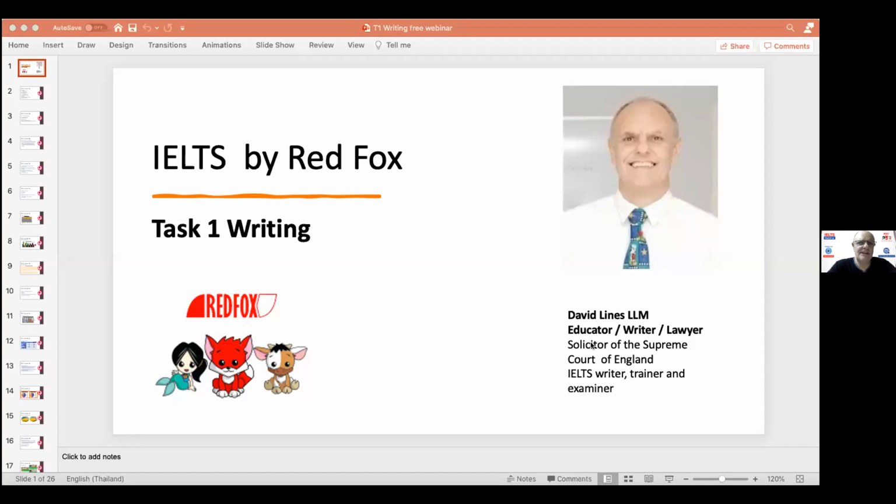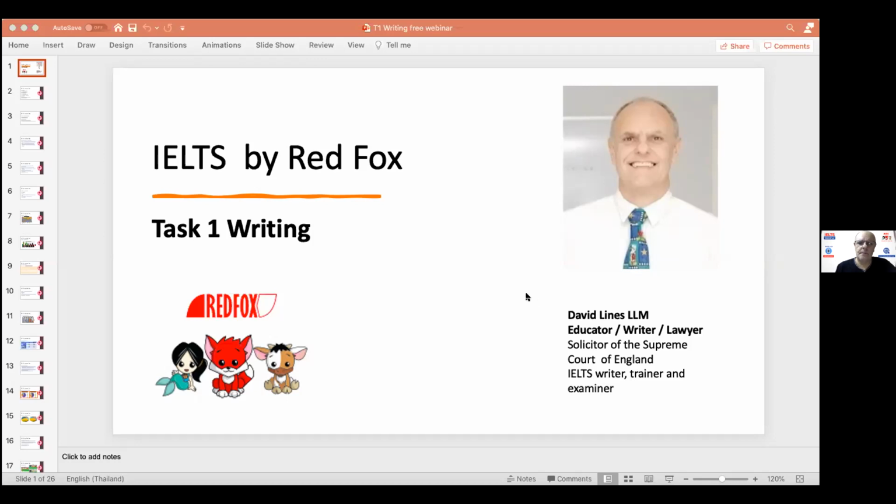Task 1 is actually harder than Task 2, as we'll find out today, primarily because there are so many different question types, and you do need specific language to answer each of them. Statistically, candidates on the IELTS test score lower on Task 1 than on Task 2, so the evidence is there also.